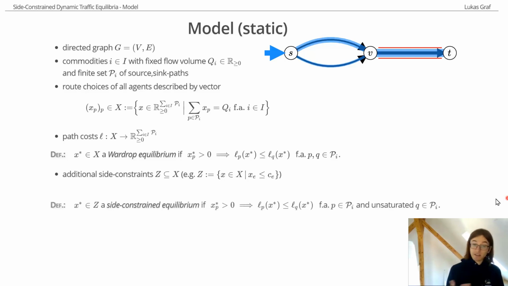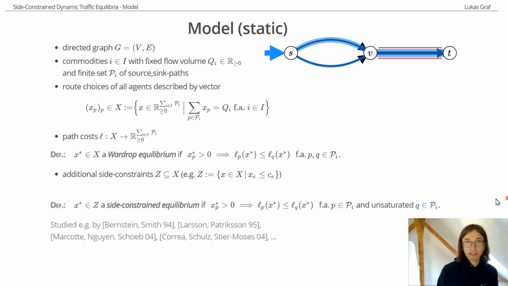And now an equilibrium, a site constraint equilibrium, is a feasible strategy profile from this constraint set. And again, it's a path flow vector in such a way that whenever there's positive inflow into a path, it's a cheapest path, but only among those paths available to that commodity that are still unsaturated, right? So we're only comparing to those paths under the given flow profile where there is still some room left to switch to. And this type of site constraint equilibrium is also well known and has been studied extensively in the literature. And now with this, we want to go back to the dynamic version.